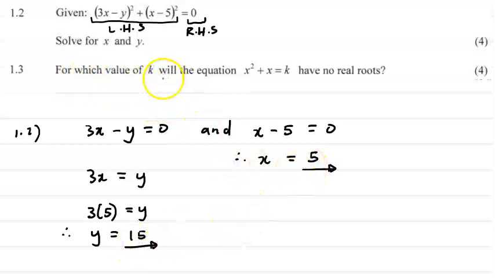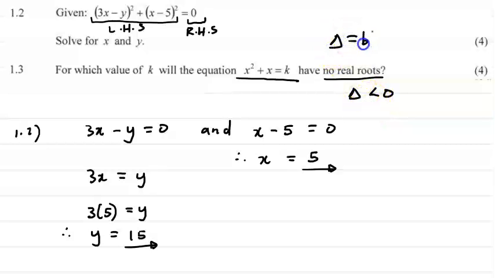For which value of k will the equation x² + x = k have no real roots? Now in this particular question, remember that for no real roots, delta, which is your discriminant, must be less than 0. So once again, for no real roots, delta must be less than 0. And what is delta? Delta is equal to b² − 4ac.